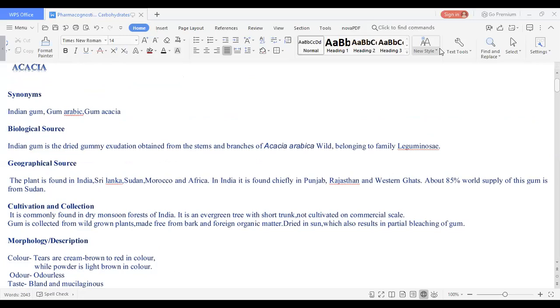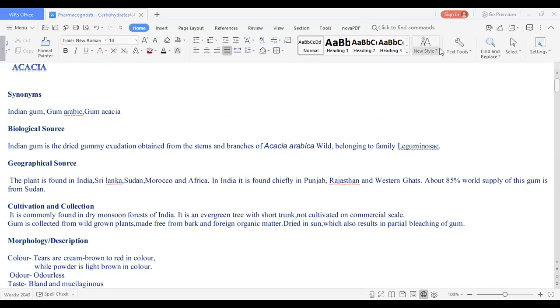Coming to its geographical source, this plant is found in India, Sri Lanka, Sudan, Morocco, and Africa. In India, it is found chiefly in Punjab, Rajasthan, Western Ghats. About 85% of the world supply of this gum is from Sudan.